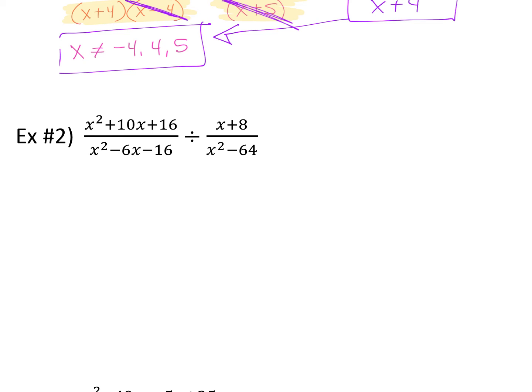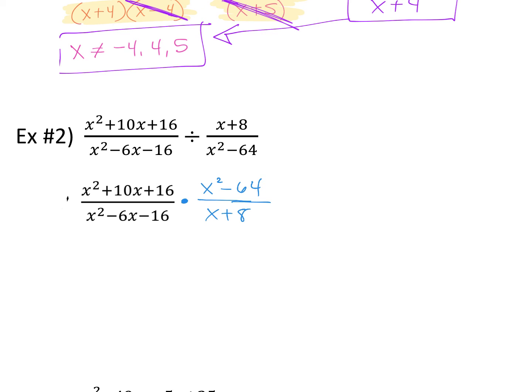Let's flip first. I'm going to take a copy of this one. So here's our start. What operation's happening next? Are we dividing? Multiply, right? Flip it and multiply. So it's going to be x squared minus 64 on top and x plus 8 on bottom. And now you can do all of your factoring.